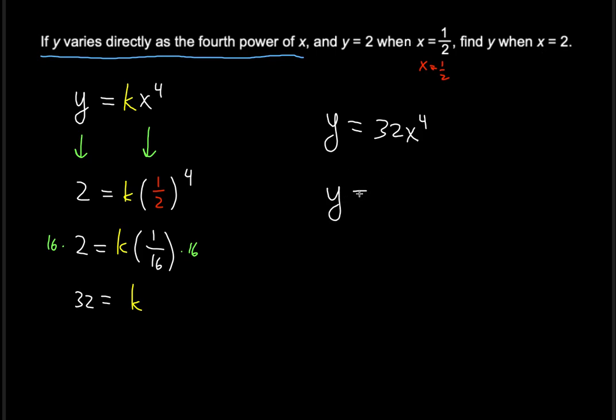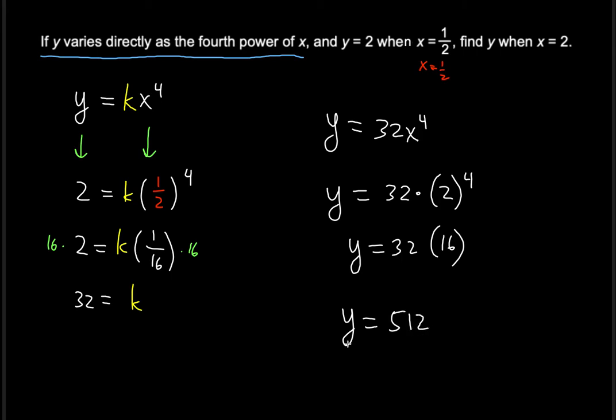So y, when x is equal to 2, will be 32 times 2 to the fourth. All right, so y is equal to 32. 2 to the fourth is 16. And this should give you 512. All right, so again, what we did, we plugged in the value of 2 for the x to solve for y.